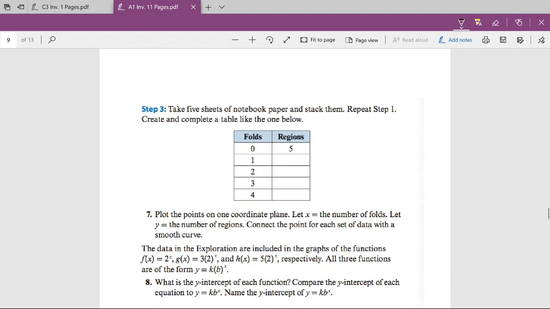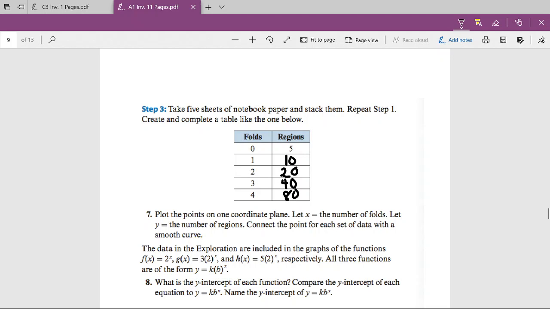Take a second to pause it and see if you get the same thing as I do. If I had 5 with 0 folds, I would have 5 regions. With 1 fold, I would have 10 regions. Another fold would give me 20, then 40, and then 80.